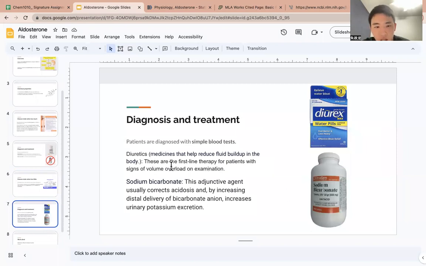So these are the two drugs that can help with hypoaldosteronism. One is diuretics, medicines that help reduce fluid buildup in the body. These are the first-line therapy for patients with signs of volume overload on examination. And the other one is called sodium bicarbonate. This adjunctive agent usually corrects acidosis, and by increasing distal delivery of bicarbonate anion increases urinary potassium excretion.